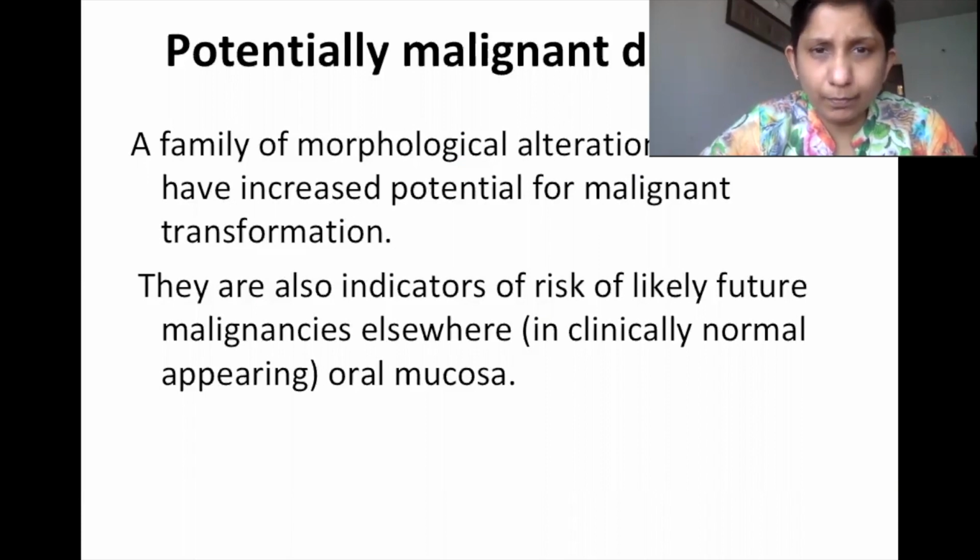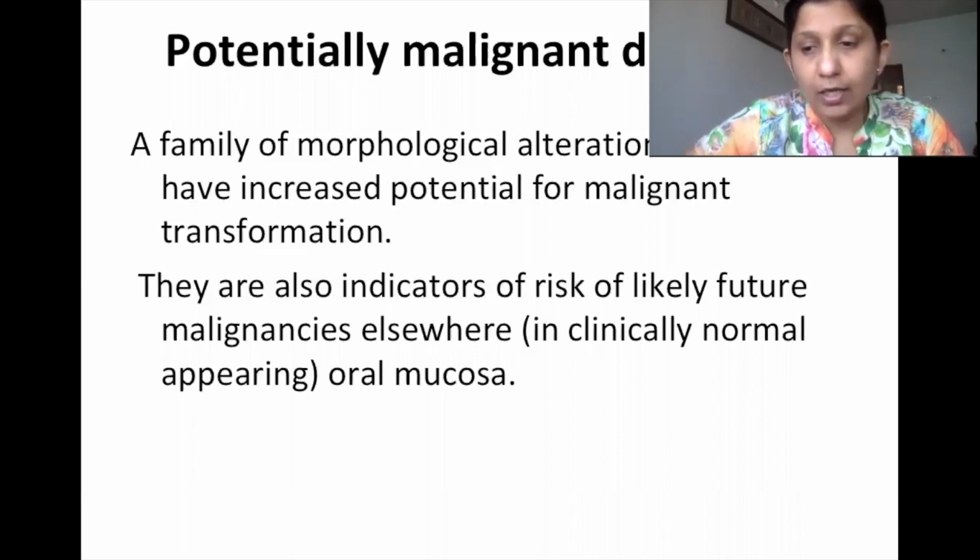Now, there's a small change in the naming structure of these lesions, the nomenclature of these lesions, that has taken place. Earlier, they were called pre-malignant lesions and pre-malignant conditions. Now, they are called potentially malignant disorders. All of them are grouped into one.